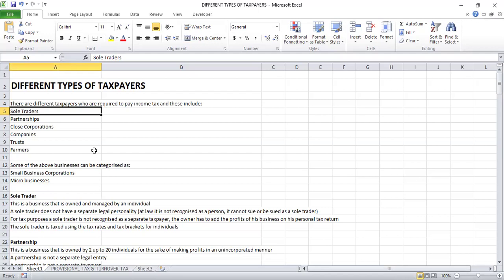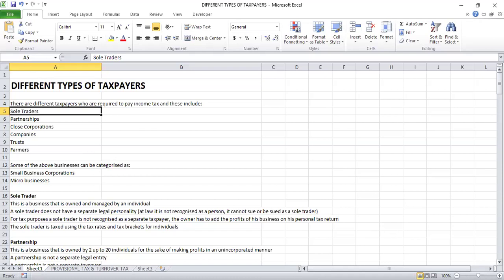For example, we can have a company being termed a small business corporation or a company being termed a micro business. And when they are classified as such, or when they qualify to be classified as such, they will have different tax regimes that they will be liable for. So those are the things that we want to look at during our class today.